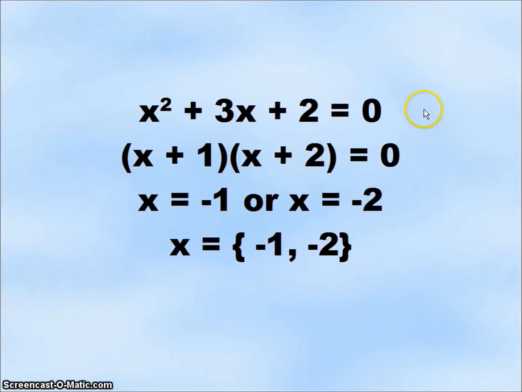So, we saw that our original quadratic could be written in an equivalent form with 2 factors, which leads us to x plus 1 giving us 0, or x plus 2 giving us 0, and we say that x equals the solution set of -1 and -2.